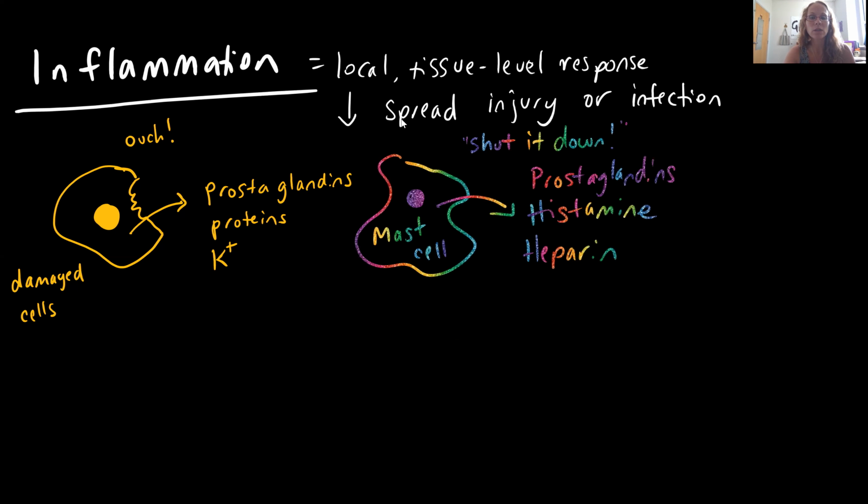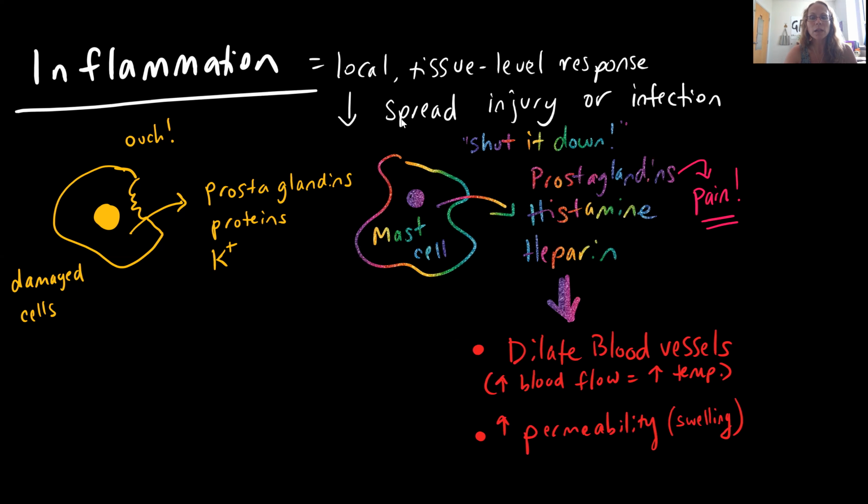These chemicals signal mast cells to release additional chemicals. So the mast cells become activated and they're releasing more prostaglandins, they're releasing histamine and heparin, both of which are involved in inflammation. The prostaglandin is an important chemical that does stimulate pain receptors. So this is why often when we have injury in an area or inflammation in an area, it can trigger pain. The histamine and the heparin are causing inflammation by dilating your blood vessels.